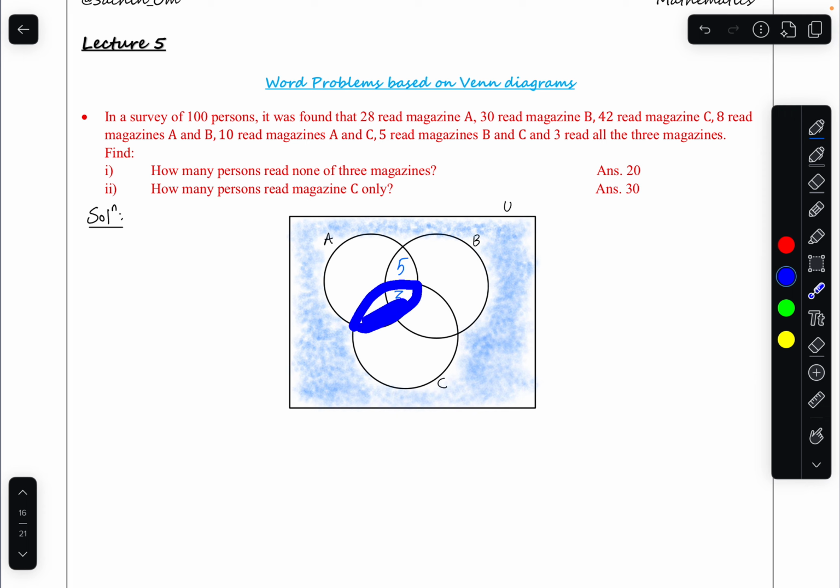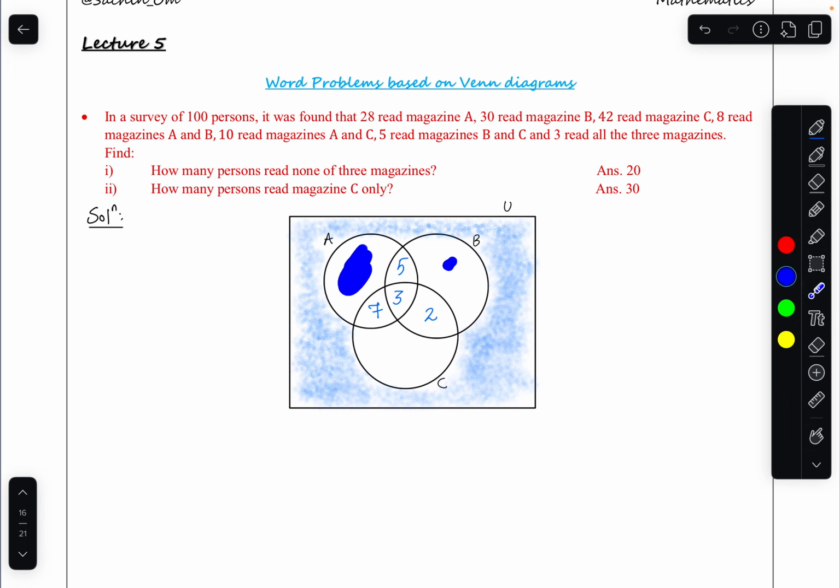Now we'll deal with the second portion here, which is the intersection of A and C. We have been given A and C has 10 people. Out of those 10, 3 have been accounted for. What remains is 7. Same thing we'll do for B intersection C. B intersection C has 5 elements in it, of which we have already accounted for 3. So what remains is 2.